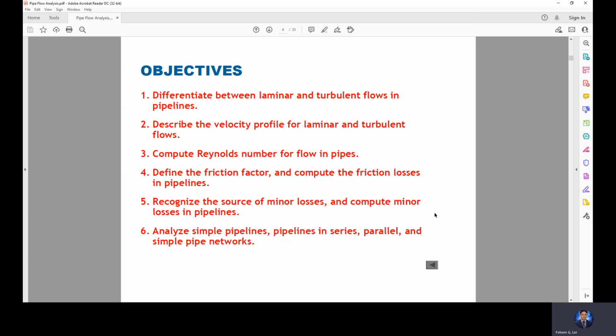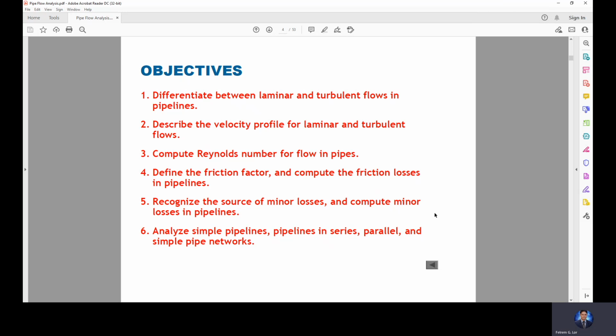Discuss laminar and turbulent flow. I think we have discussed this already based on our previous discussion. We have discussed laminar and turbulent flow in properties of fluids. About that, the velocity profile was also discussed. We'll just discuss that and emphasize some important things.